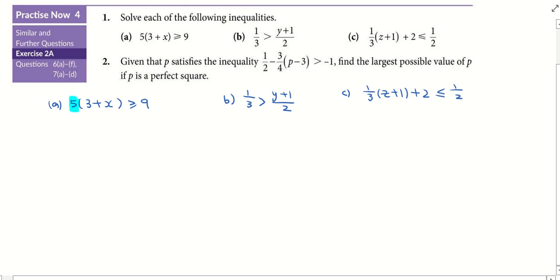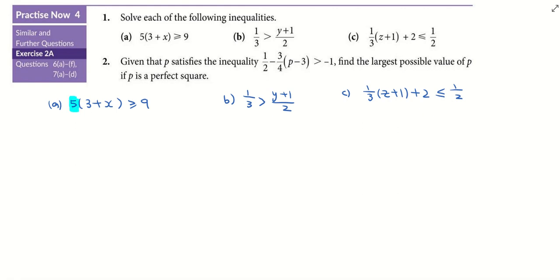I see this 5. Can I take care of it? Maybe divide by 5 on both sides. If I divide by 5 on both sides, would the sign change? No, it doesn't. Because remember, the sign only changes when you multiply or divide by a negative number.